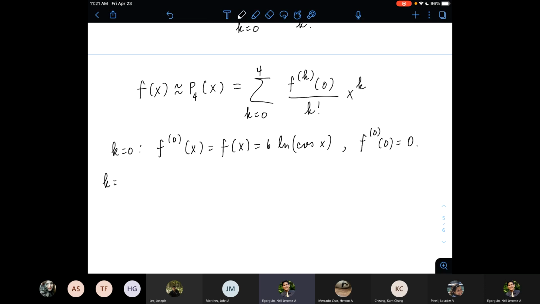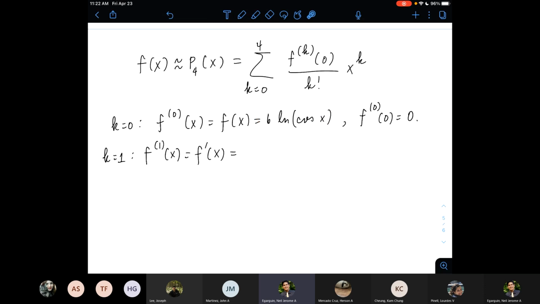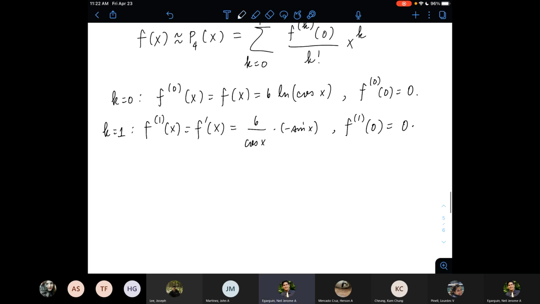Okay. Now let's do k equals 1. K equals 1 will give us f upper 1. But f upper 1 is just another way of saying f prime. So we need to take the derivative of f. For this, we need to use the chain rule, right? So this would be 6 over cosine x times the derivative of cosine x, which is negative sine x. So when we plug in 0, what will happen? F upper 1 at 0, this will become what? Oh, that's a nice thing, because when you plug in 0, sine of 0 will become 0. This would be 6 over 1 times 0. We'll get a 0 again. Is that correct? Yeah, just double checking my evaluations here.